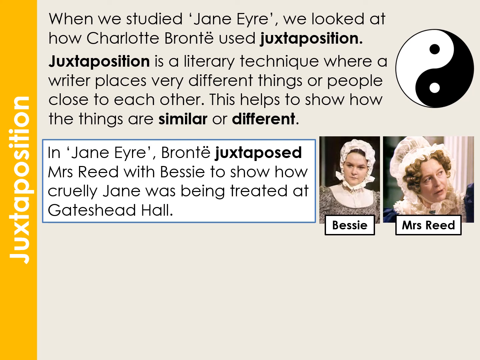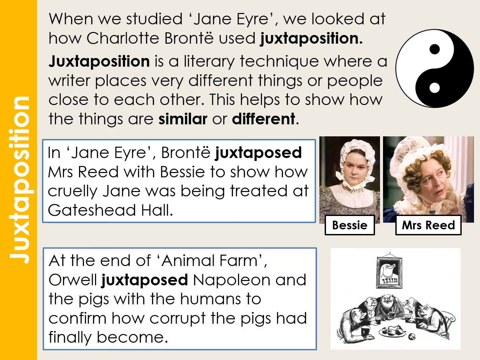Hopefully you remember from Jane Eyre, Bronte juxtaposed Mrs. Reed with Bessie to show how cruelly Jane was being treated at Gateshead Hall. At the end of Animal Farm, Orwell juxtaposed Napoleon and the pigs with the humans to confirm how corrupt the pigs had finally become.